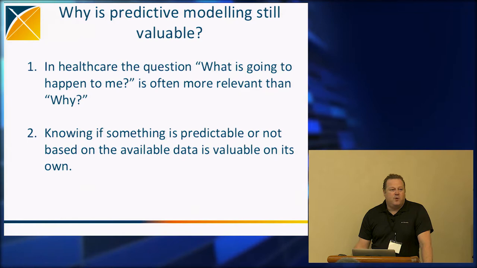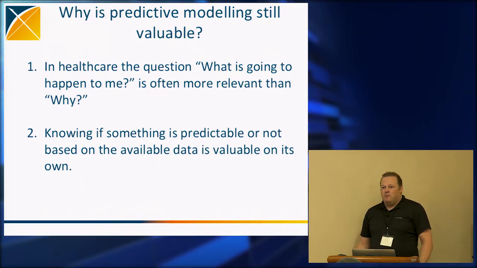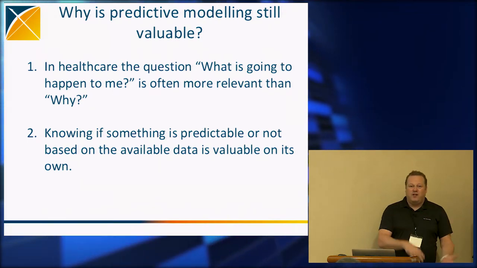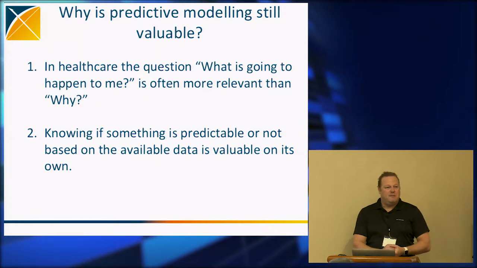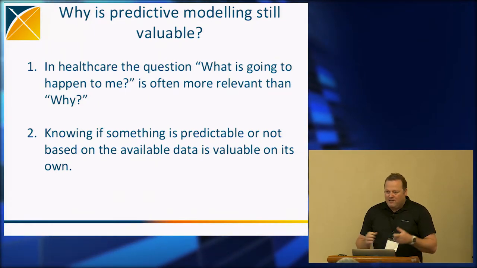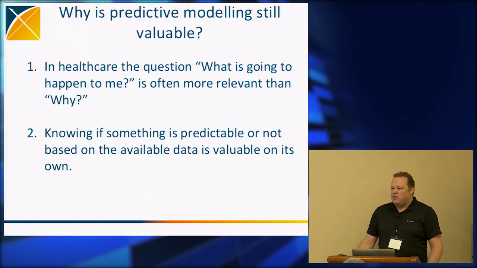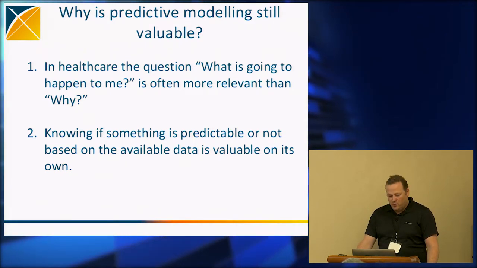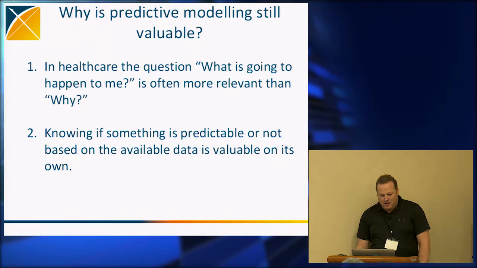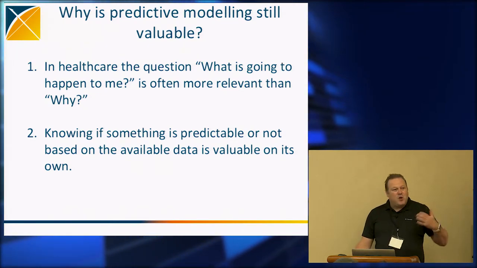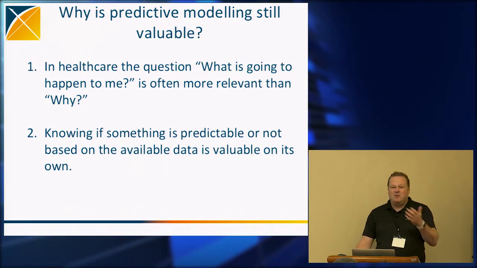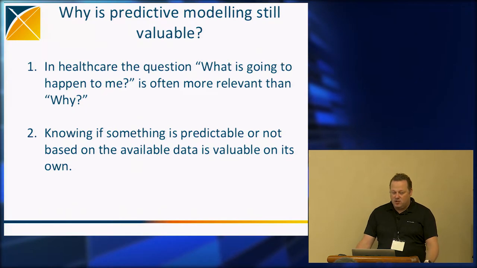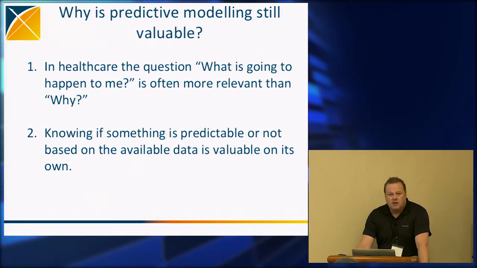Then you may wonder, why is predictive modeling still valuable if we cannot do that causal step? I see a lot of potential for predictive modeling, because most of the time you don't want to know why something happened, but you just want to know what is going to happen to me in the future, given my data. Why is not always the most important thing.